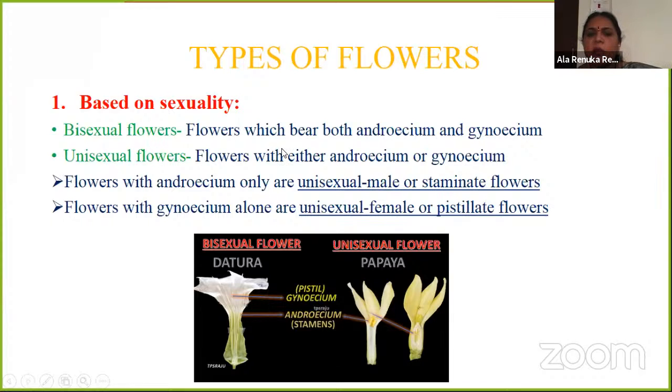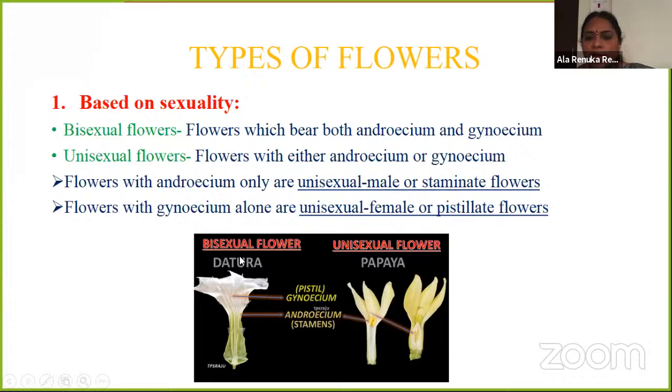If they have only one, and that is male, that is androecium, such a flower, because it has only androecium, is a male flower. It has no gynoecium. It is a male flower, or staminate flower, because the units of androecium are called stamens, and the flower possesses only stamens. We call them staminate flowers or male flowers: unisexual, male, or staminate flowers.